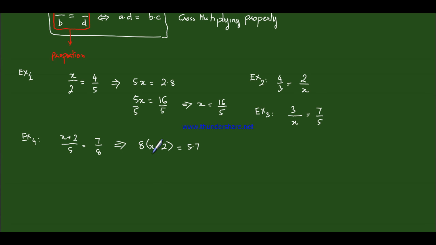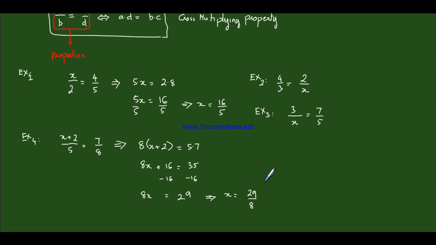So from here, we're going to do distribution. We already learned how to solve this kind of problem in the previous section. So 8 times x, 8 times 2 is 16, equal 5 times 7 is 35, right? So from here, we're going to subtract 16, remember? We already learned how to do that. So we have 8x equal to 29, 35 minus 16. And from here I can get the x. You divide both sides by 8, because you want to get x by itself. So x could be 29 over 8.